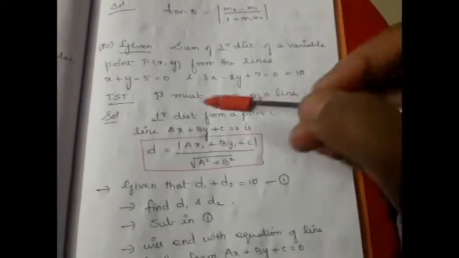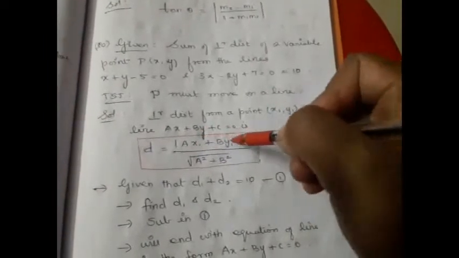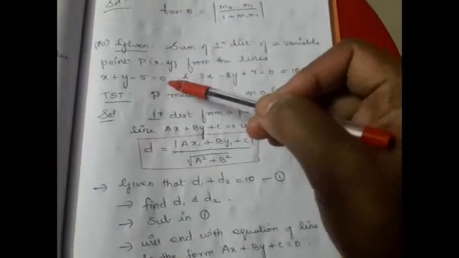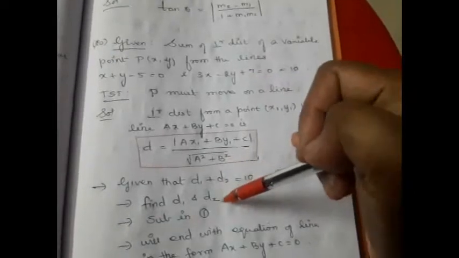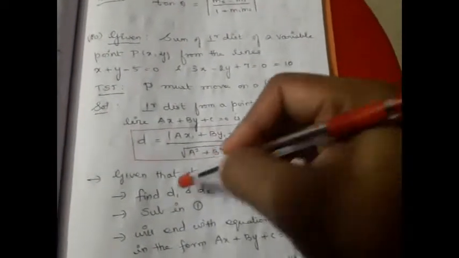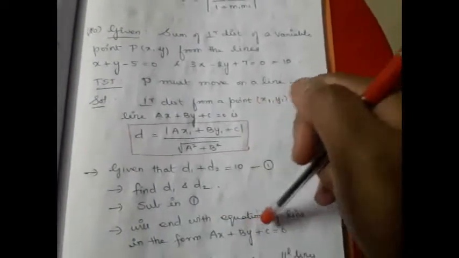We know the formula for the perpendicular distance from a point to a line ax plus by plus c equal to 0. What is it? d is equal to modulus of ax1 plus by1 plus c divided by square root of a square plus b square. Right? Now let us take the distance between the point and the first line as d1 and the distance between the point and the second line as d2. It is given d1 plus d2 is equal to 10. So substituting in this formula, we will end up with an equation in the form of ax plus by plus c equal to 0. Why? Because this is a variable point. It is in terms of x and y only.